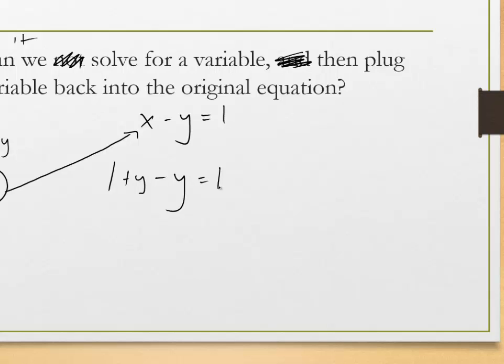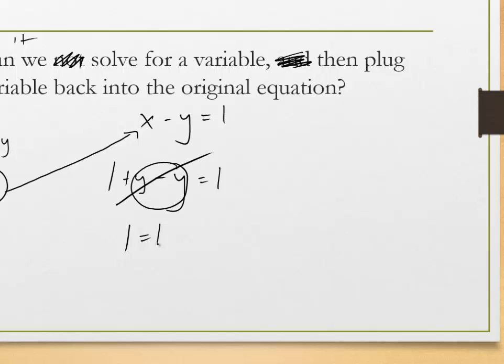Now we're going to combine like terms, which is y and y. So y minus y cancels. So we're left with 1 equals 1. We don't have a variable equaling a number. We have a number equaling a number. But is this a true statement? Does 1 equal 1? It does.